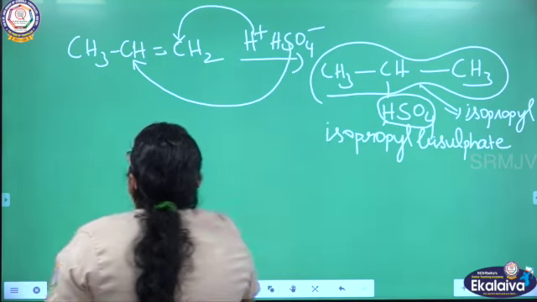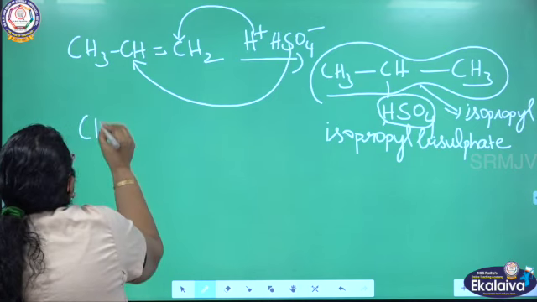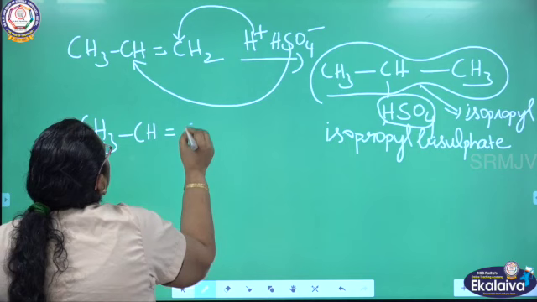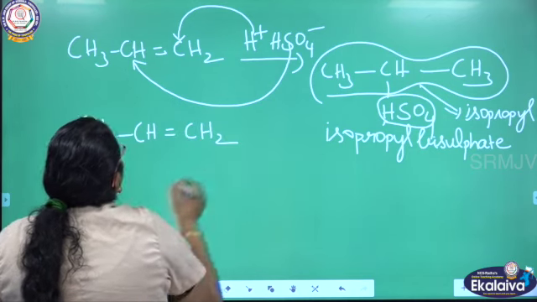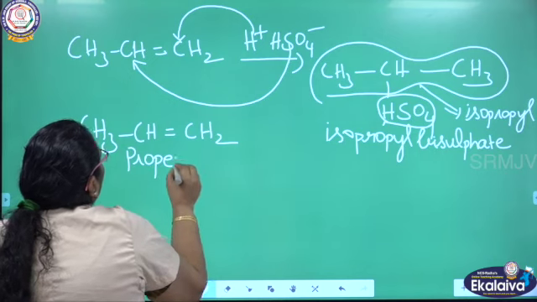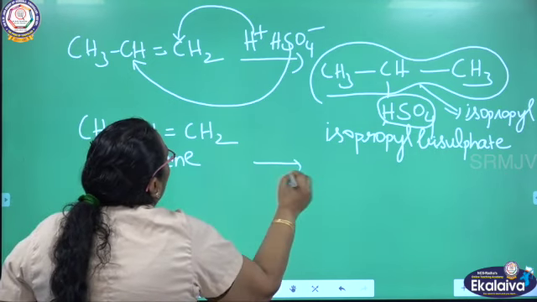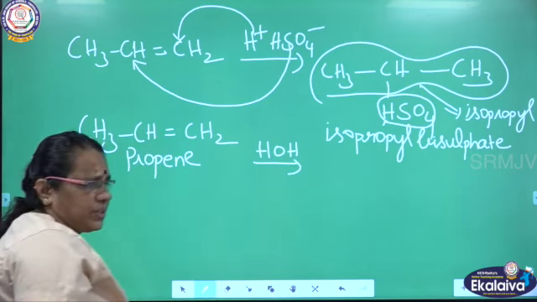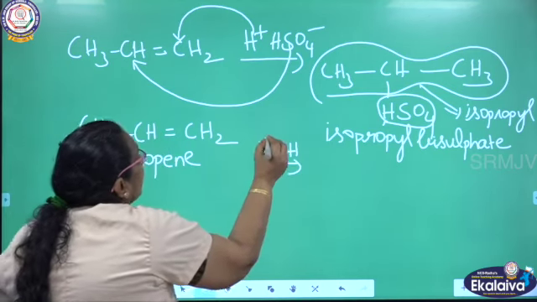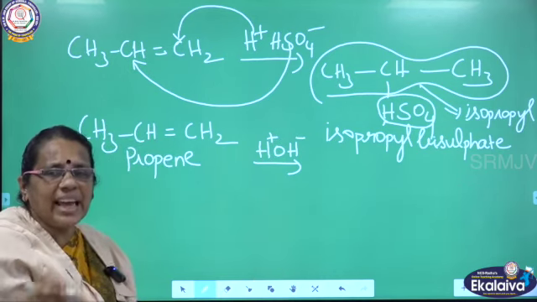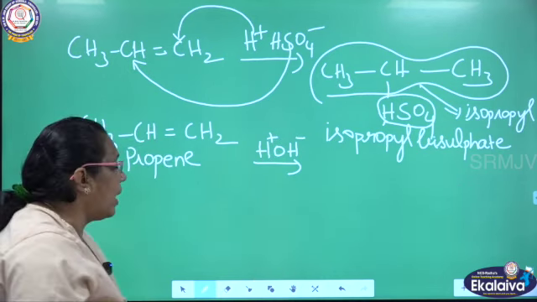The next one, I am going to add water to propene, CH3, single bond CH, double bond CH2. Again, it is an unsymmetrical alkene, propene. So I am adding water. For my convenience, I am writing it as HOH. What is the positive part? H plus is the positive, OH is negative. Once again, we are going to write Markovnikov's addition.